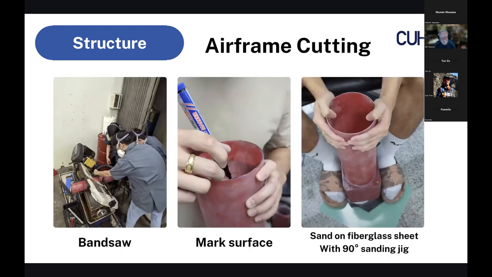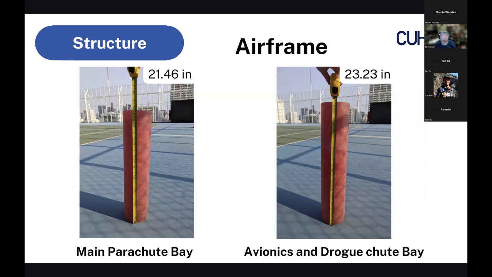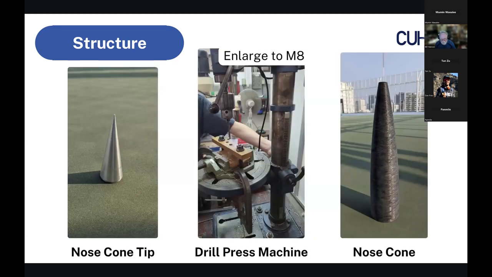For the airframe cutting, we use a bandsaw machine to cut the airframe, and then we mount it and sand the surface on the jig. This is the final result of our airframe. We have two lengths of airframe: one is for the main parachute bay, and another one is for the avionics and drogue chute bay.